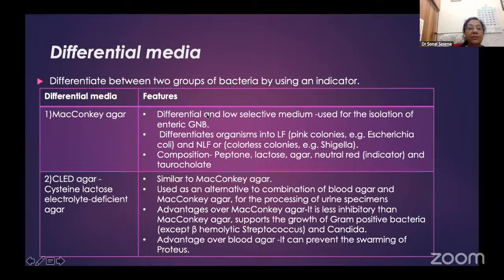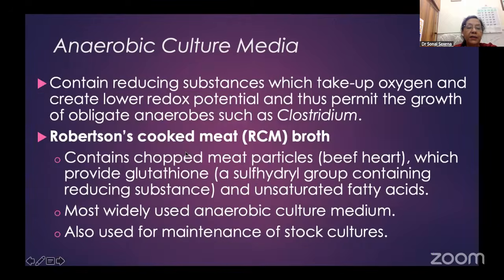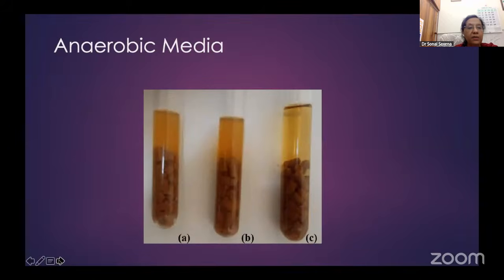Now, differential media either use an indicator to differentiate between two types of bacteria, like MacConkey for LF and NLF. CLED again uses certain advantages of blood agar and MacConkey. It combines both the things, and it's an electrolyte deficient medium. Remember, that is why it inhibits swarming. Then anaerobic culture media, as I said, chopped meat particles and unsaturated fatty acids. Details we will do when we do anaerobic culture methods.